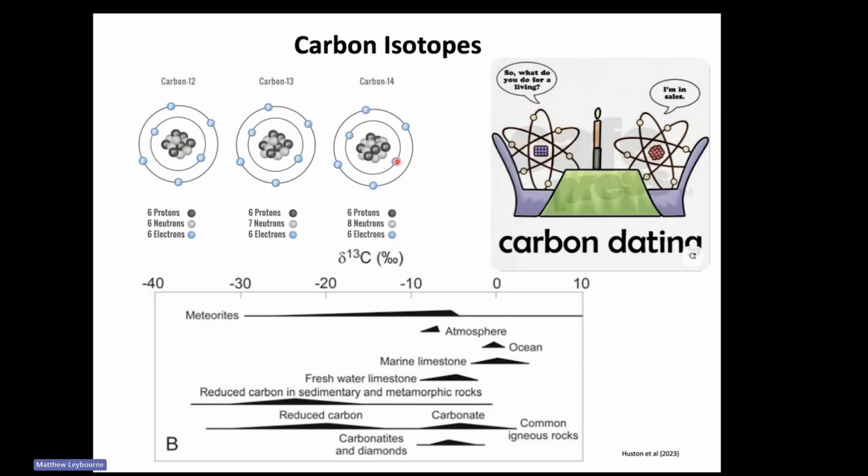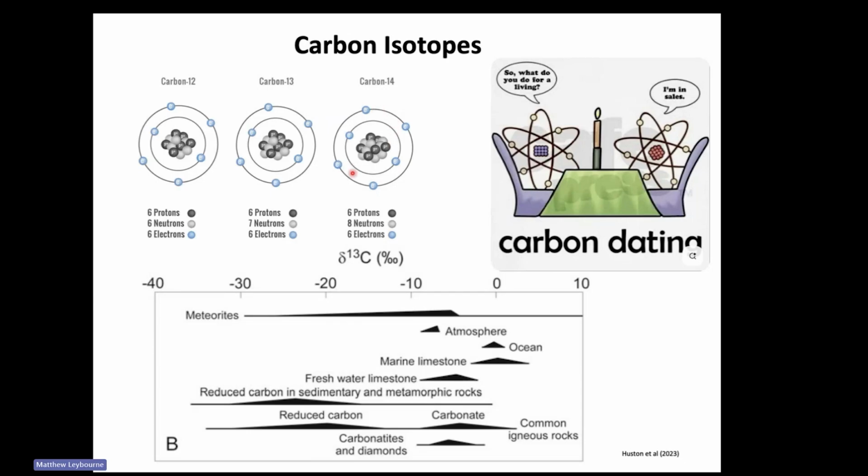Carbon 14 is radioactive, so it's unstable, and it has a half-life or decay. 50% of it will decay in roughly 12,500 years. So I'm sure most people have heard of carbon 14 dating. It's good back to about 50, 60,000 years.